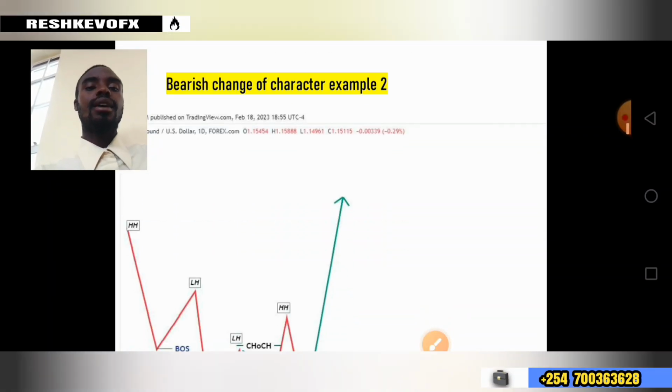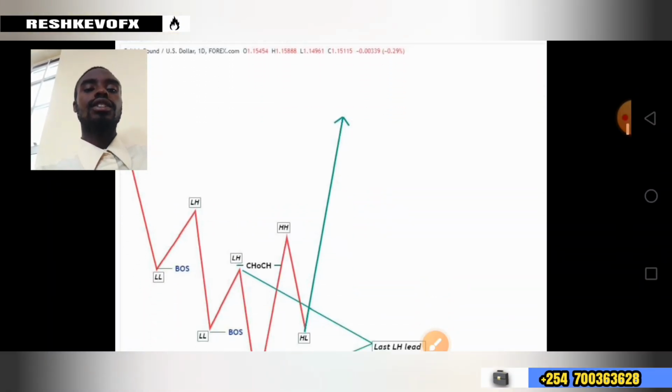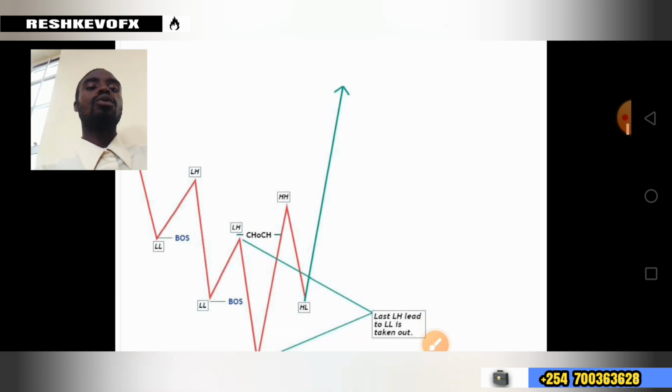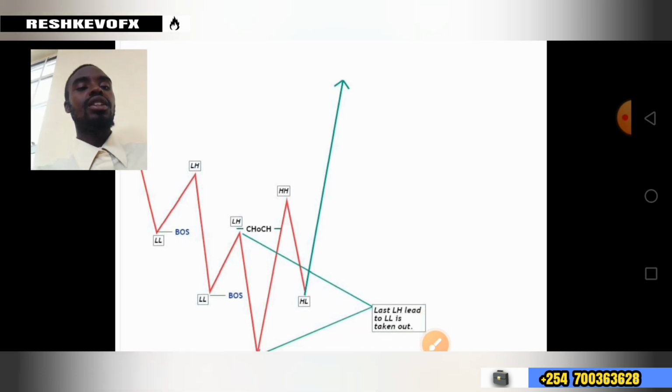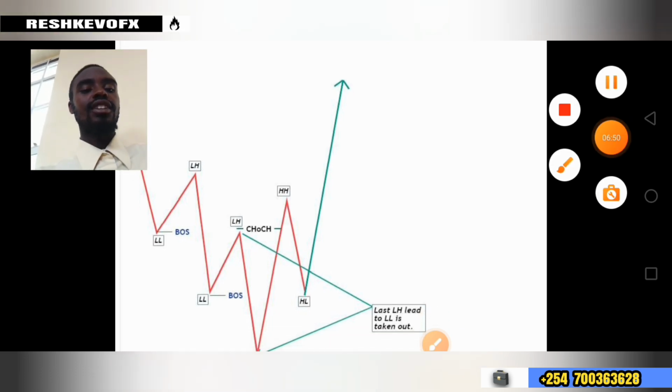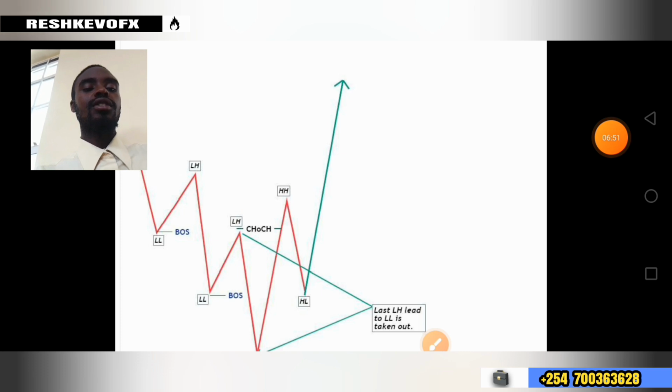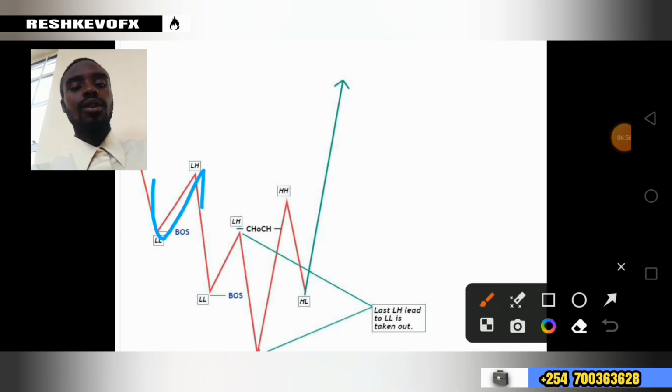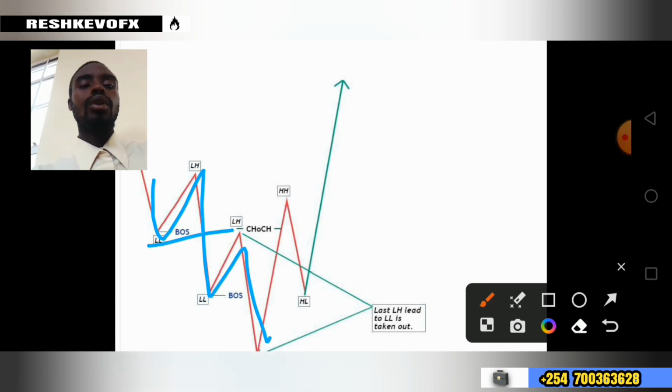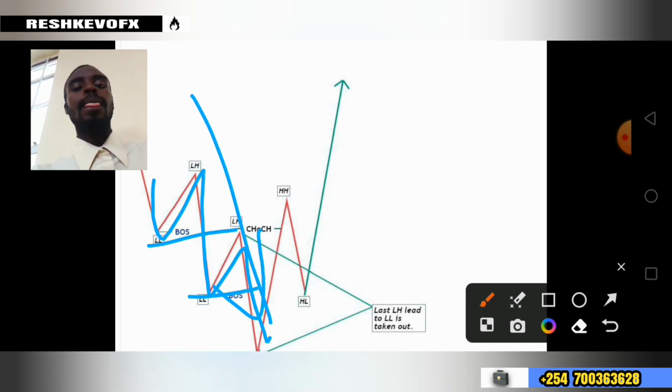Let's look at another example. Bearish change of character. Bearish is where it is moving downward. So what is the meaning of this, guys? Let's take illustrations. Let's look at what is happening here. So the market is moving down. It's moving down. It is moving down. It is breaking the lows to show and signify that the market is in a downtrend.